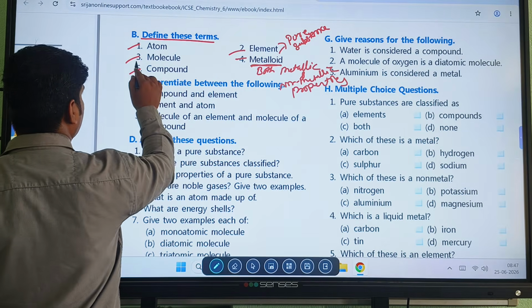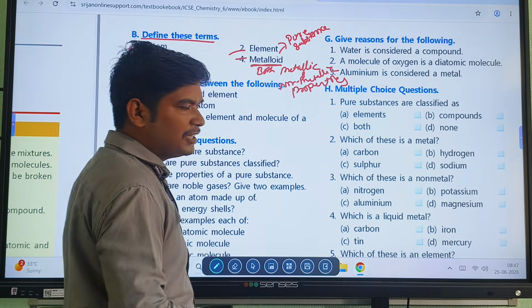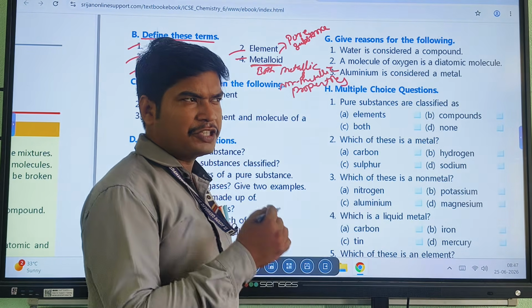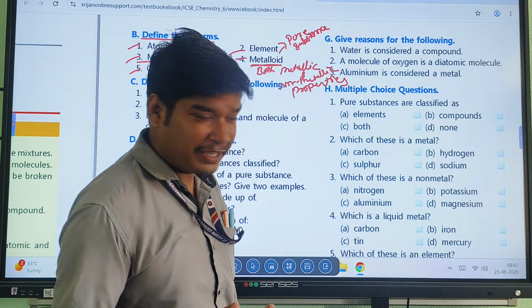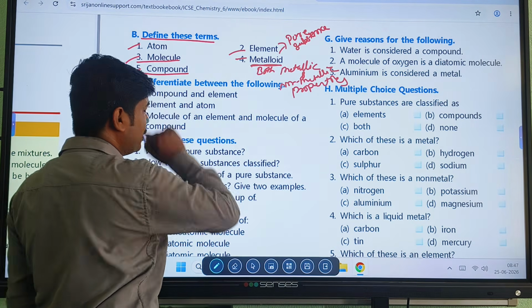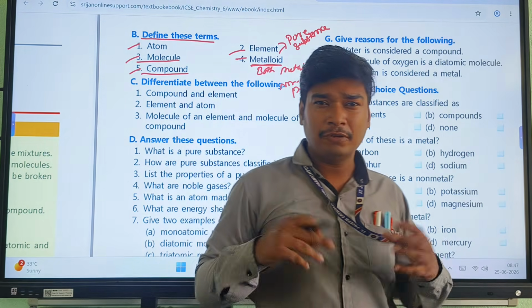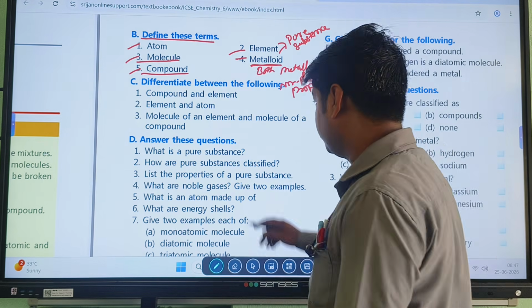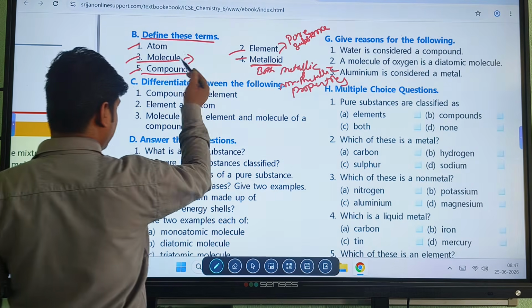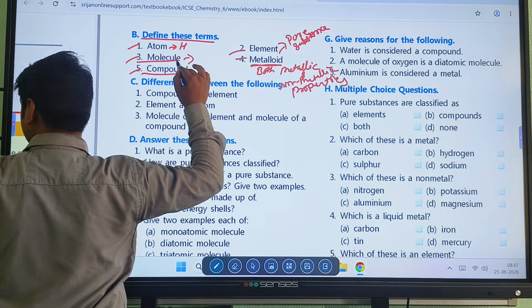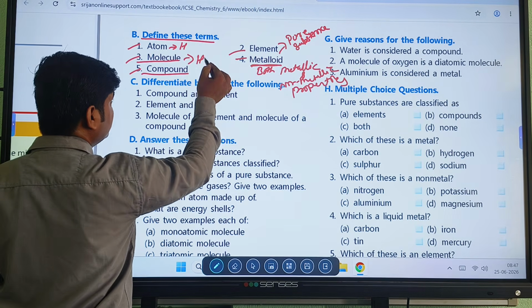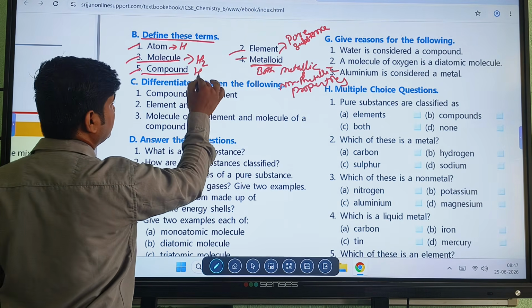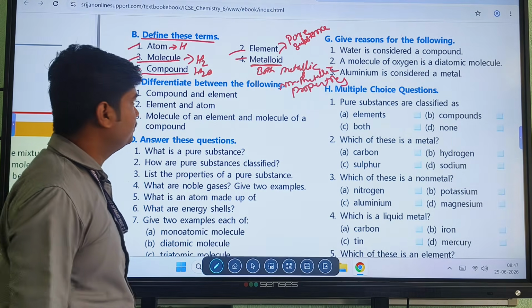Now here, what is molecule? That is the smallest unit of a compound that exists independently. You know that. And what is compound? These are the combination of 2 or more elements combined chemically in a fixed ratio. Okay. Now, example we can see. Suppose this is hydrogen, this is molecule, and this is the example of compound.